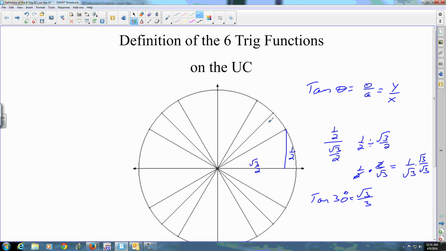Okay? Well, how about tangent of 135? The coordinate at 135 is negative square root of 2 over 2, square root of 2 over 2.